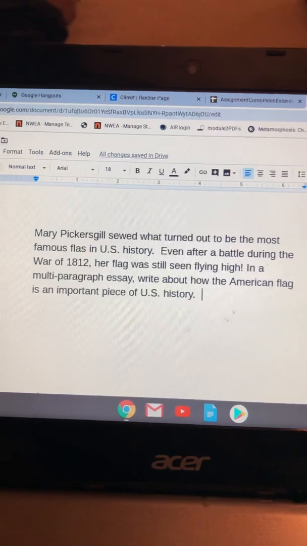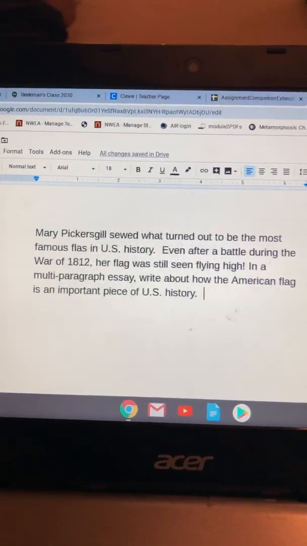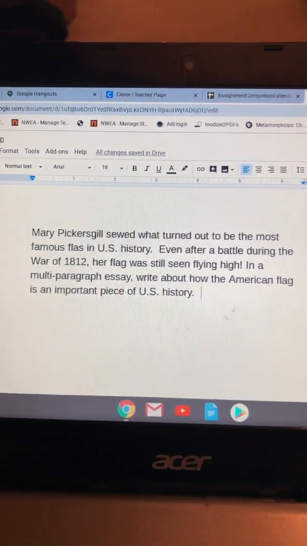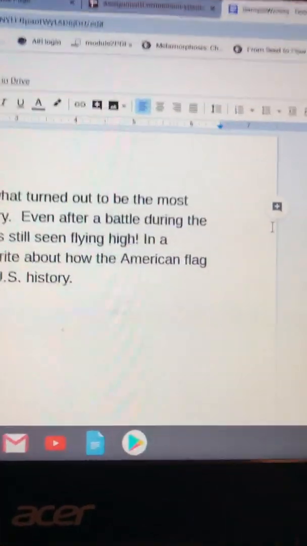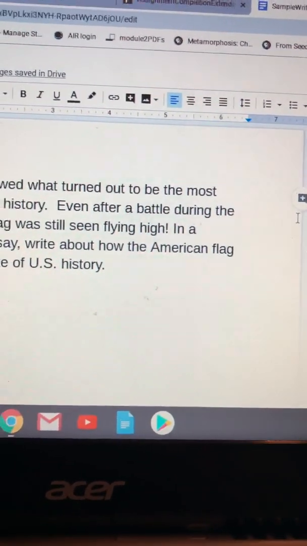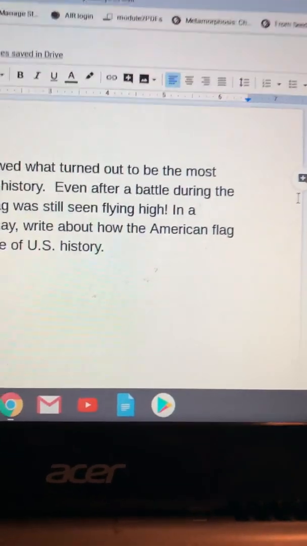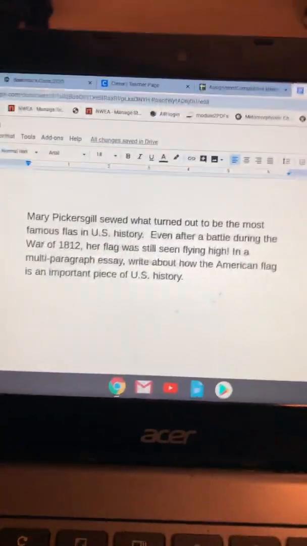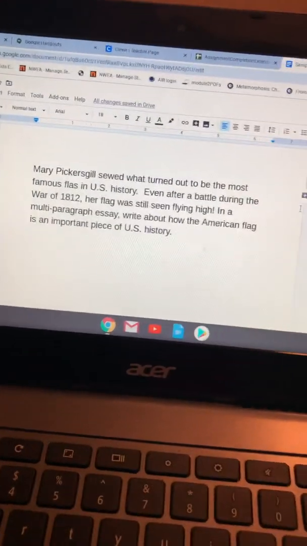And one hint that we always tell them is to look wherever it says "in a multi-paragraph essay." The prompt will usually be right after that. In a multi-paragraph essay, it will say write blah blah blah. Like this one says, write about how the American flag is an important part of U.S. history. So that would actually be their prompt.